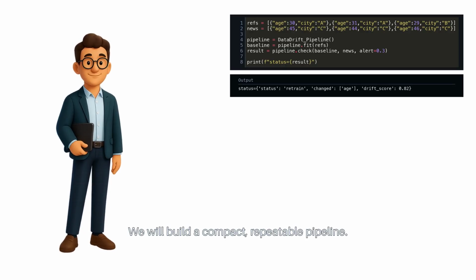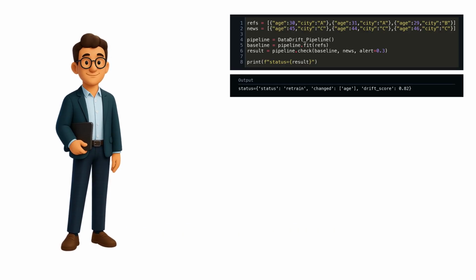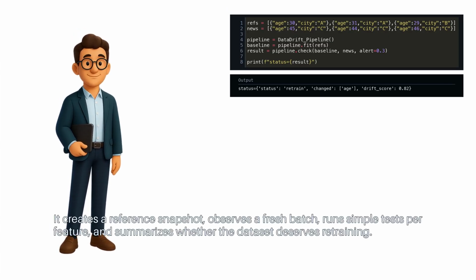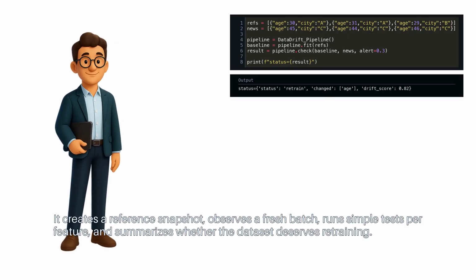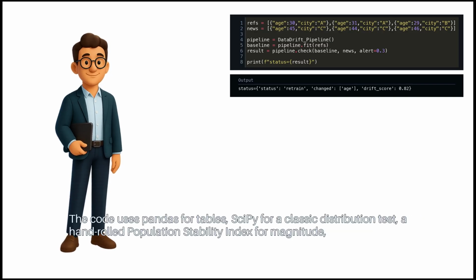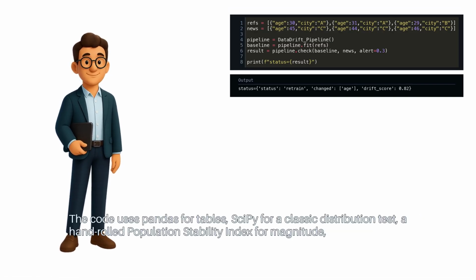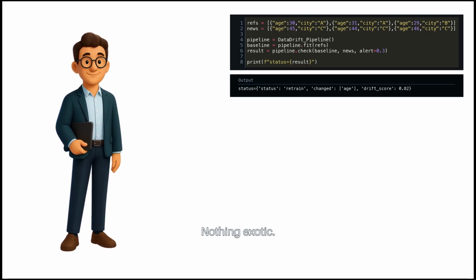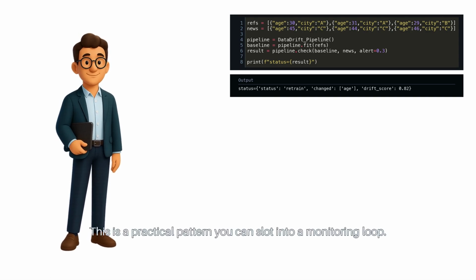We will build a compact, repeatable pipeline. It creates a reference snapshot, observes a fresh batch, runs simple tests per feature, and summarizes whether the dataset deserves retraining. The code uses pandas for tables, SciPy for a classic distribution test, a hand-rolled population stability index for magnitude, and evidently for a one-button report. Nothing exotic. This is a practical pattern you can slot into a monitoring loop.